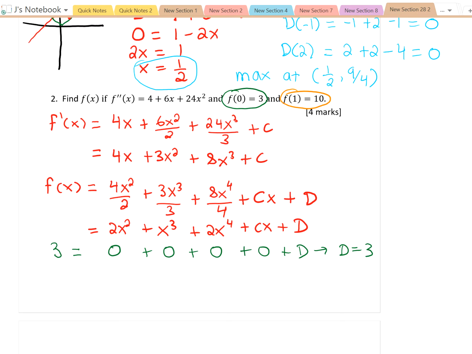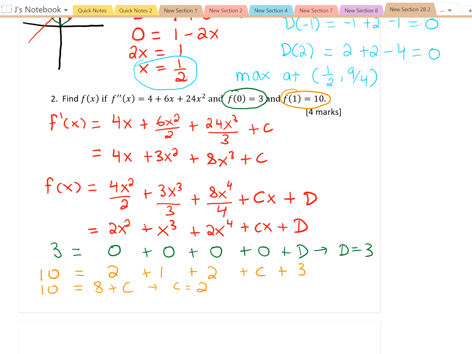So that's f of 1 is equal to 10. So we'll have 10 is equal to, replace all the x's with 1. So we'll have 2 times 1 squared, which is 2, plus 1 cubed, 1, plus 2 times 1 to the 4, which is 2, plus c times 1, which is c, plus d, which we already found was 3. So we have 10 is equal to 2 plus 1 plus 2, 5 plus 3 is 8, 8 plus c, and that means c, subtract 8 from both sides, is equal to 2.